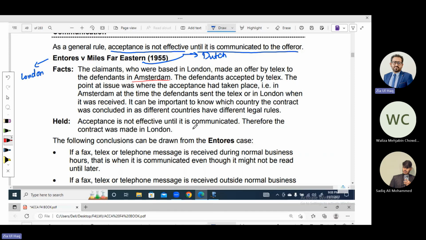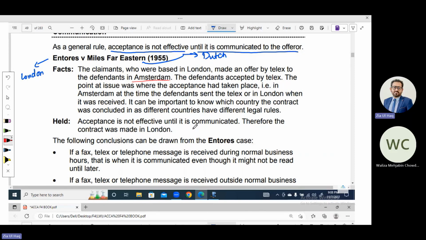Whether the acceptance took place in London or in Amsterdam, as the offer was made from London, so the acceptance must be made in London. Was it in Amsterdam at the time the defendant sent the telex, or in London when it was received? Suppose E offered to sell some goods to M. M accepted and E did not deliver the goods, which means there is a breach of contract.